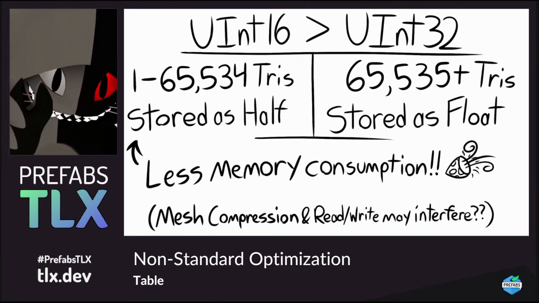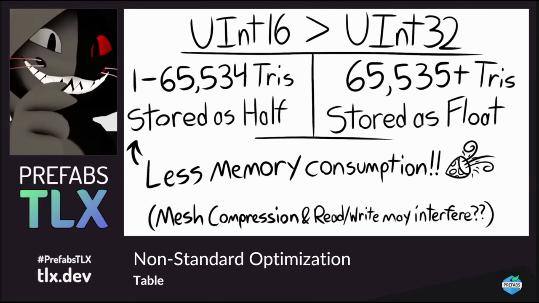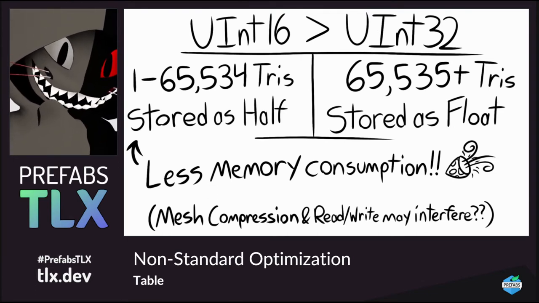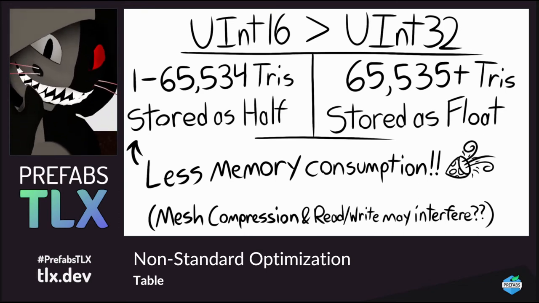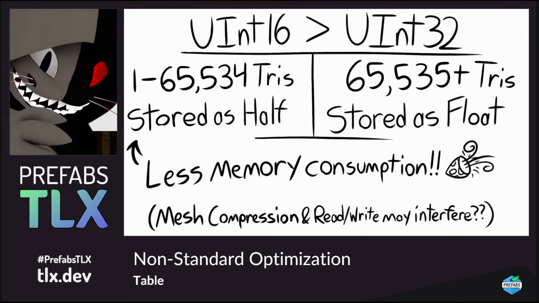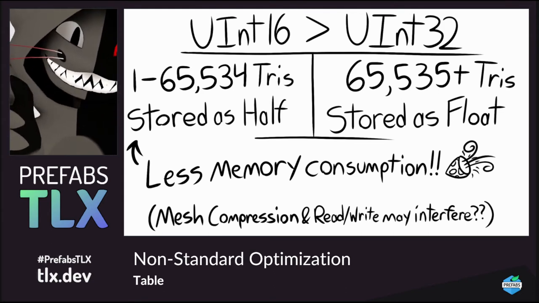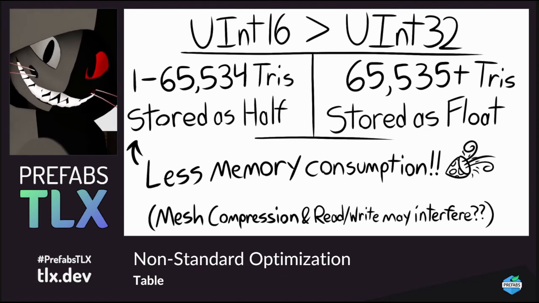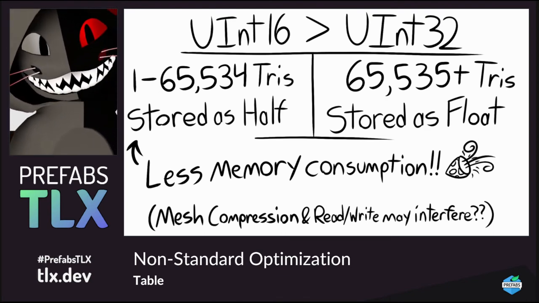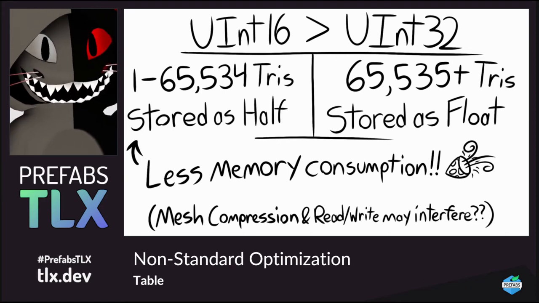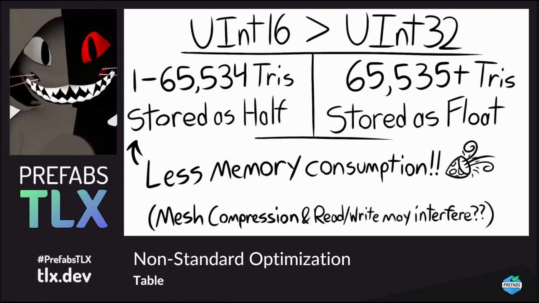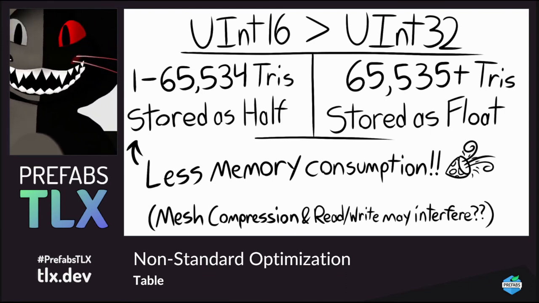This is one caveat I just want to throw in real quick. I do not know this at all. Please, someone correct me on this, or if anyone knows this information, I would love to hear it. I have heard through the grapevine that mesh compression and enabling read-write on meshes actually disables the ability for meshes to be UInt16, and everything gets stored as floats anyway. I honestly don't know. I've tested it a few times. I haven't seen differences. I don't know if that's still true in Unity 2018. Would love to know if anyone out there does.